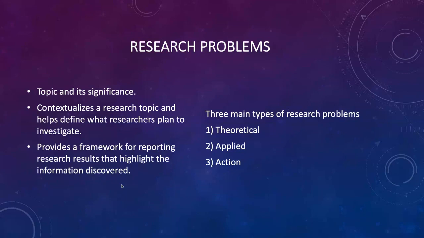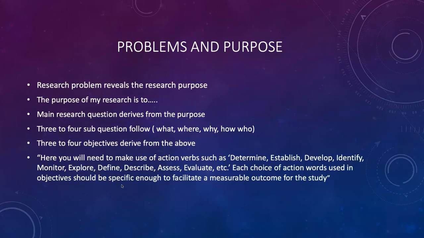Now, there are three main types of research problems. I say main types because there are a little bit more fringe categories, but there's the theoretical, and we spoke about that earlier. The theoretical as expanding knowledge on a particular topic, applied as in testing knowledge, and action as in literally producing change. Now, applied and action are often collapsed into each other, even though there are some nuances.